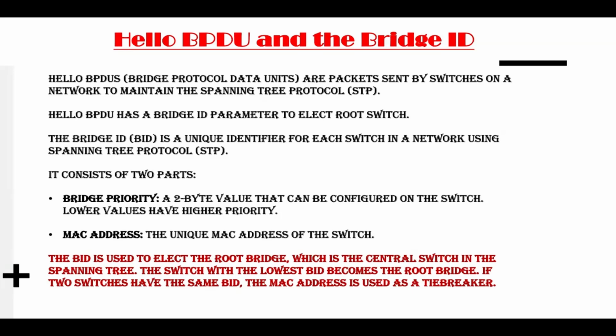The BID is used to elect the root bridge, which is the central switch in the spanning tree. The switch with the lowest BID becomes the root bridge. If two switches have the same priority, the MAC address is used as a tiebreaker.